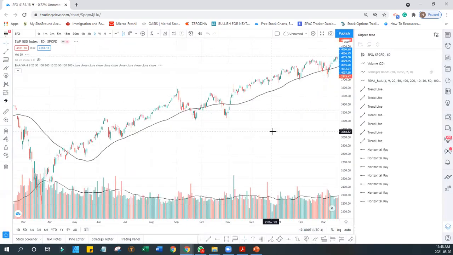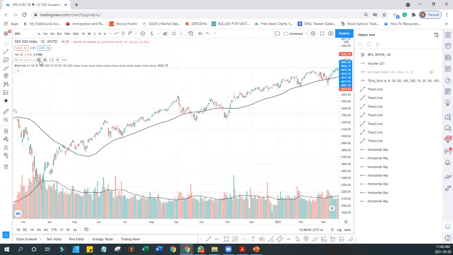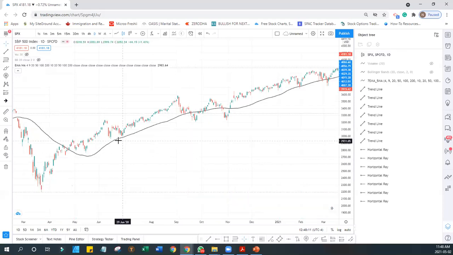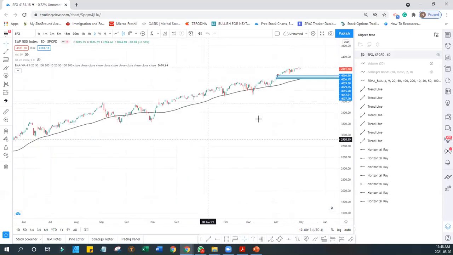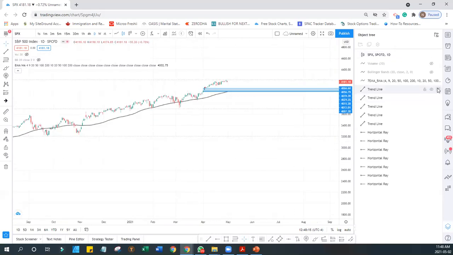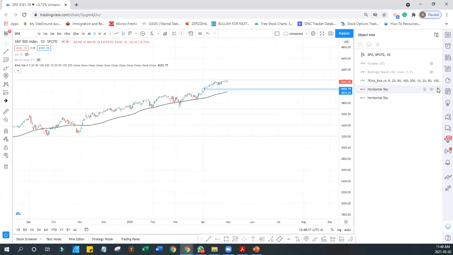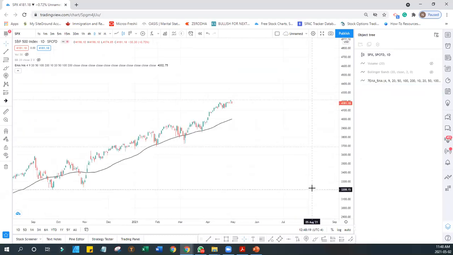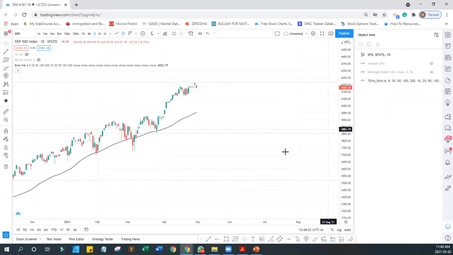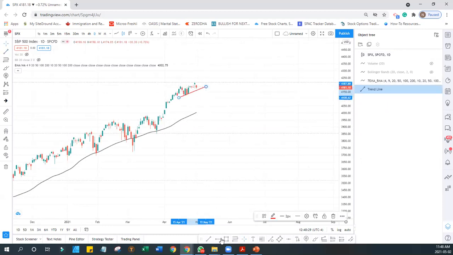Even here, look at this one: the price reacted to the 50 moving average. I'm going to remove this trend line; I don't need it. See, there is no weakness in the market. There is no weakness. The S&P is making a good pattern here.